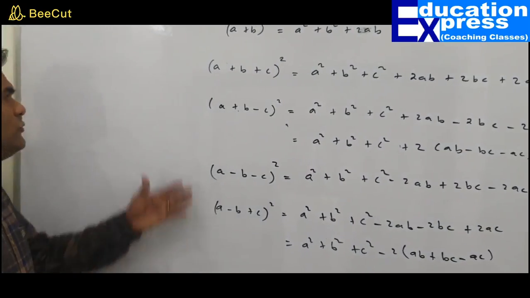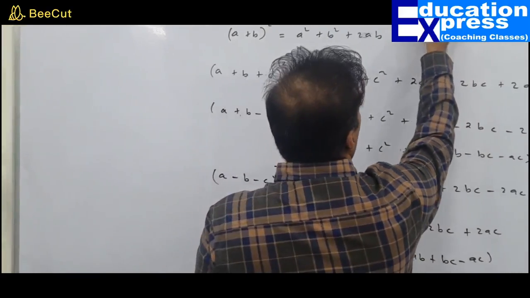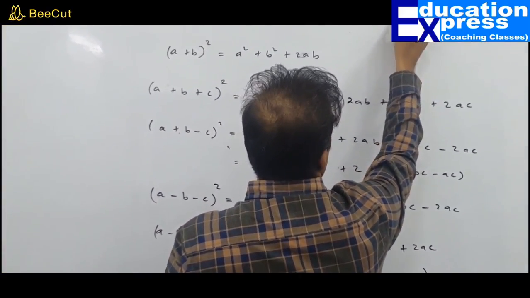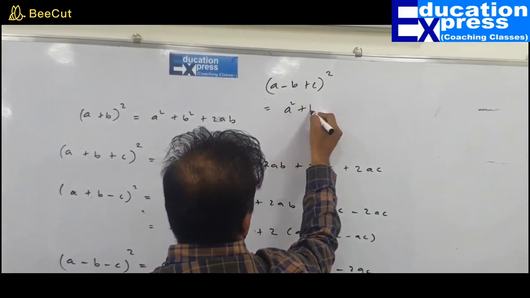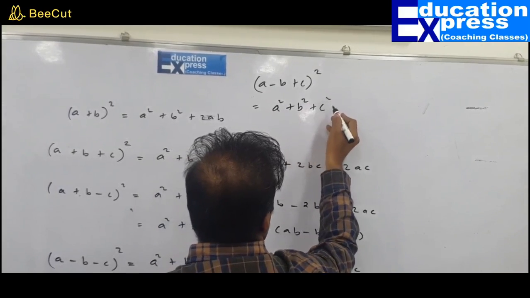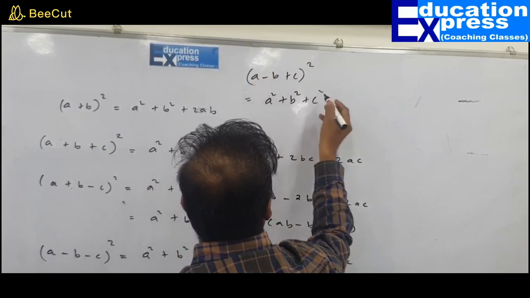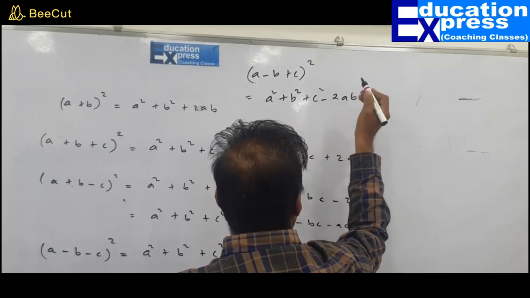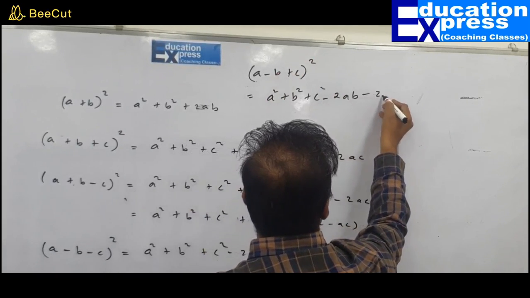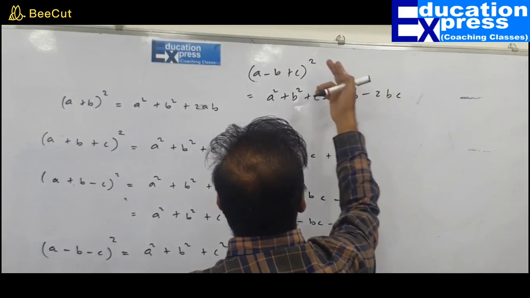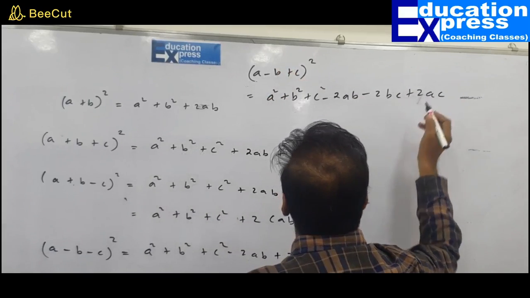I will not ask you to mug up these formulas. You need to remember the technique. Supposing if you have A minus B plus C the whole square, how to go about? A square plus B square plus C square. Next, 2 into A into minus B, minus 2AB. Perfect. 2 into minus B into C, minus 2BC. Perfect. 2 into A into C, 2AC.